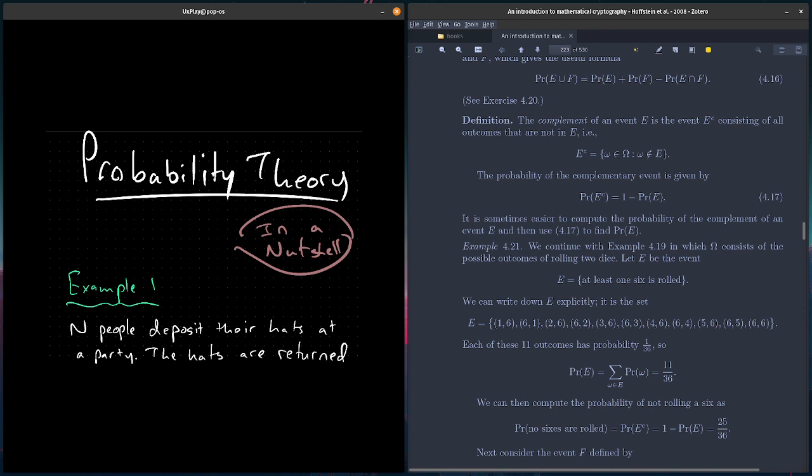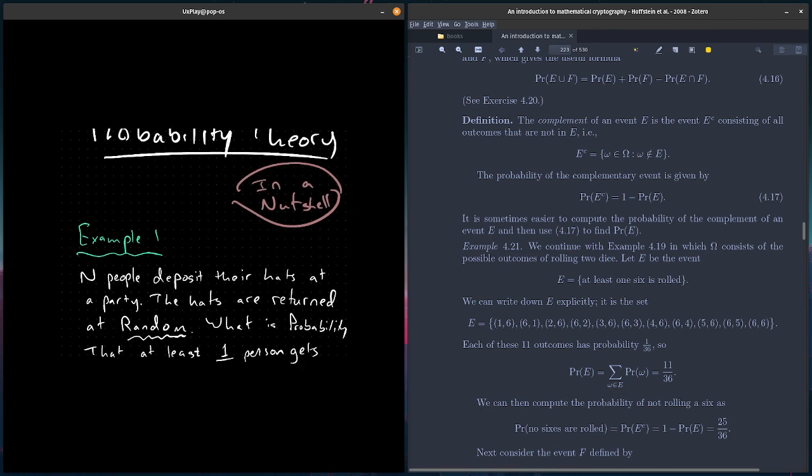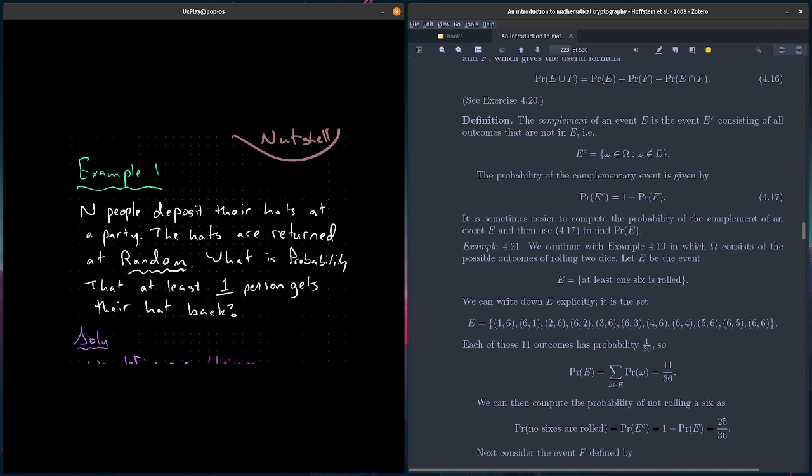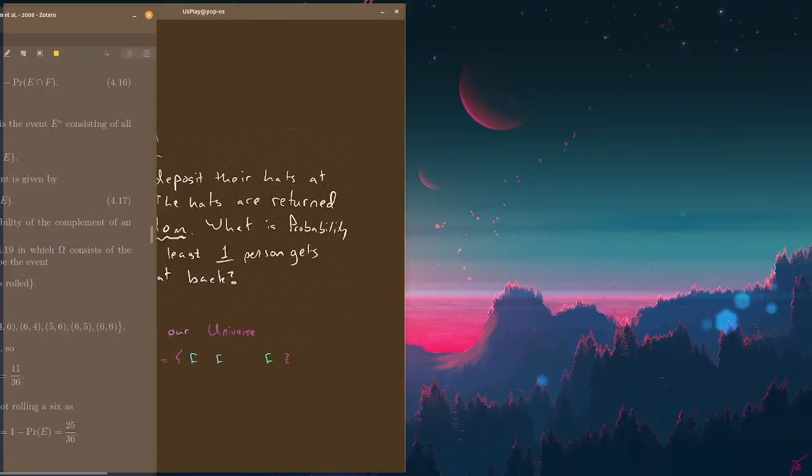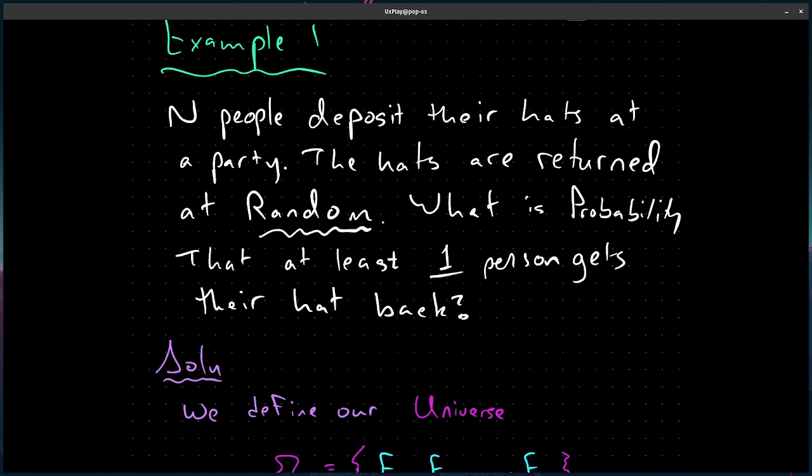I wanted to present one example to give several flavors of techniques that we might use when solving a probability question. I know this is probability theory in a nutshell, but it's really just one example, so somewhat misleading. I'm going to check. All right, so this should be sufficiently large.